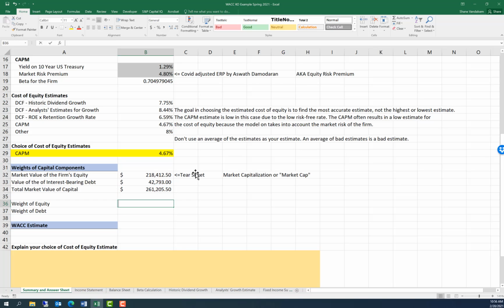Our weight of equity is equal to the market value of the firm's equity divided by the total market value of capital. And the weight of debt is equal to the value of the interest-bearing debt divided by the total capital. And you must make sure these add to 1. If they don't add to 1, you've calculated something wrong there. Okay. So the capital structure for Coca-Cola is 83.62% equity and 16.38% debt.